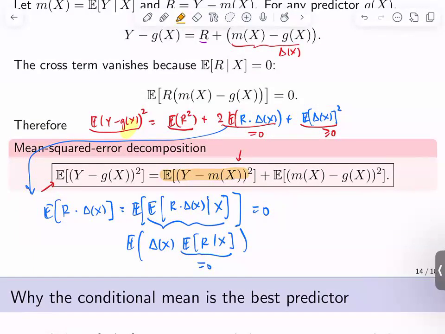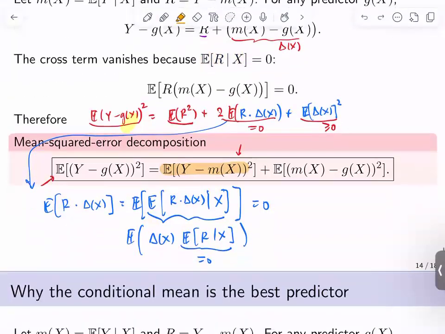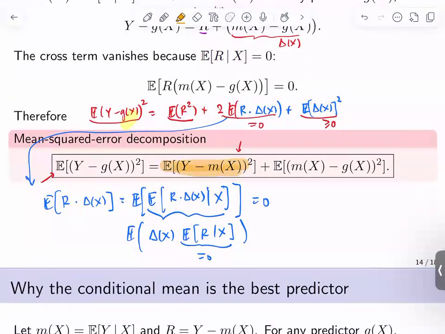This one we did last time. We proved it, and it is a consequence of the fact that the residual of the conditional mean, so your conditional mean is a function of x, so it's a candidate predictor, the conditional mean of that residual is zero, and this leads to this decomposition. So this term we can't optimize over. If you want to choose g, this is constant. This part we can make zero if we choose g equal to m of x, and if g is not equal to m of x, this is always going to be non-negative.